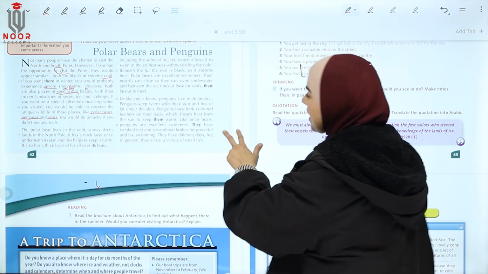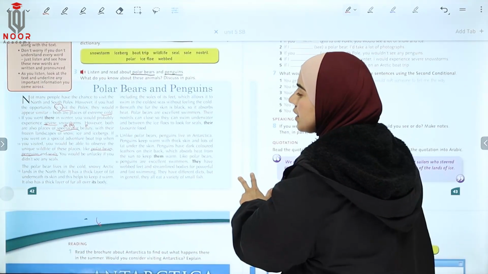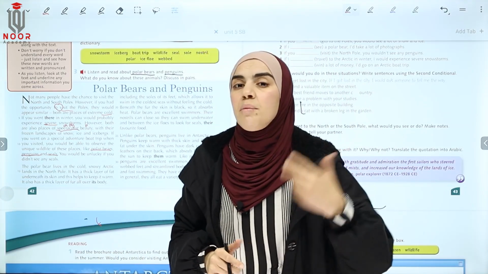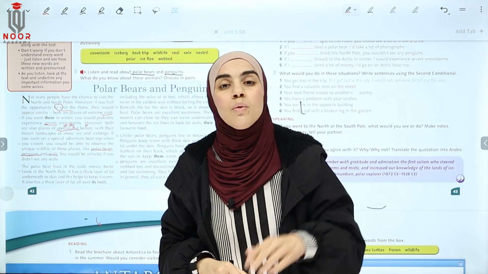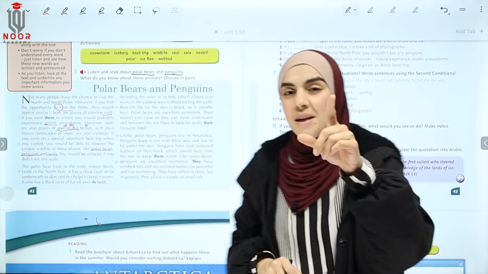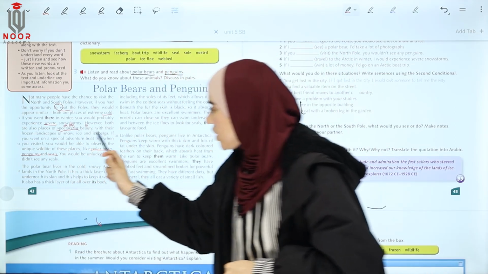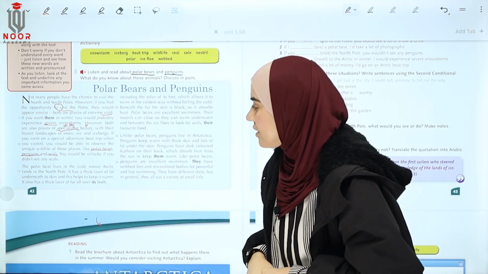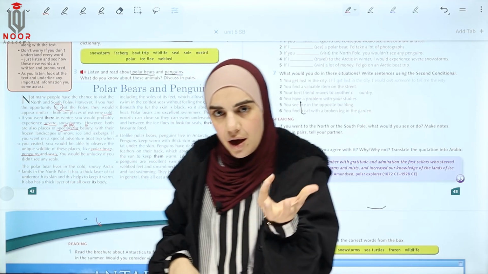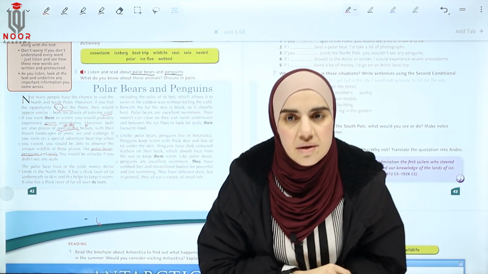Because this is the second conditional. Second conditional اللي هو جملة تتكلم عن الماضي وأيضاً إلها علاقة بشو بالفاكت برضو بالماضي لكن فيها نوع من التمني. Look at this. If you went on a special adventure boat trip when you visited, you would be able to observe يعني تلاحظ the wildlife of these places.